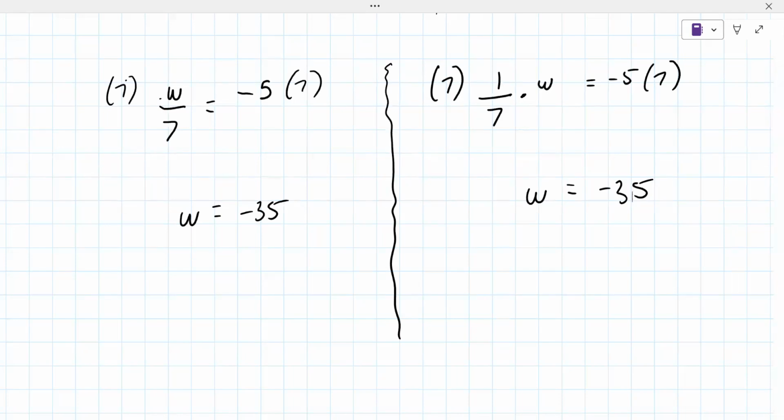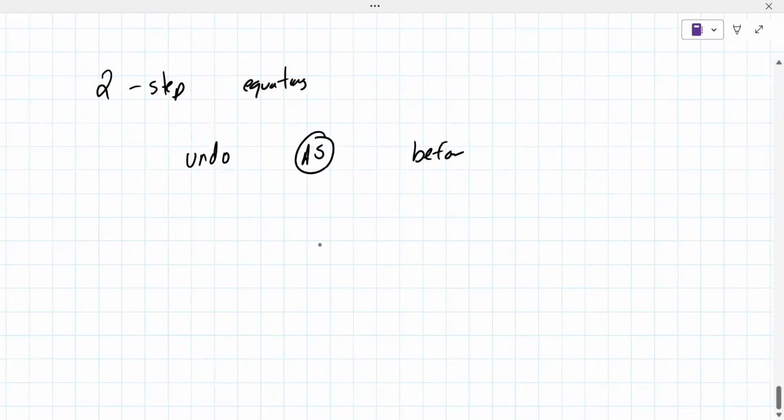All right. So we're moving into what are called two-step equations. And two-step equations require you to do two steps. Typically you undo addition and subtraction before multiplication and division. And if you haven't figured it out by now, math is full of exceptions.